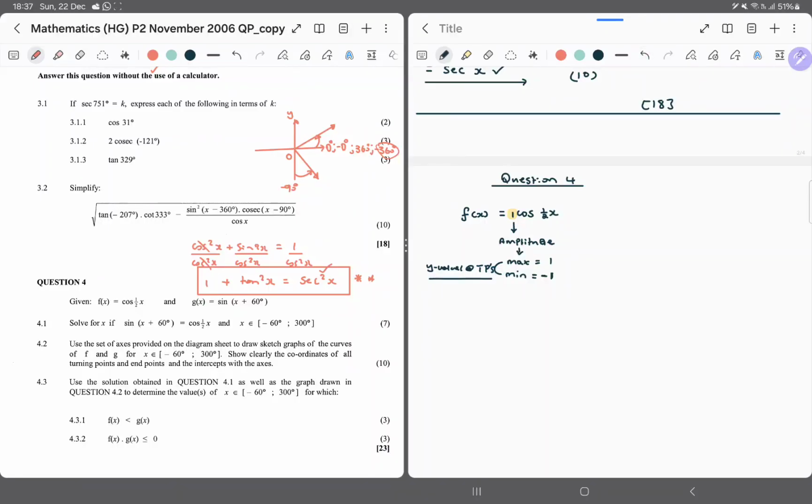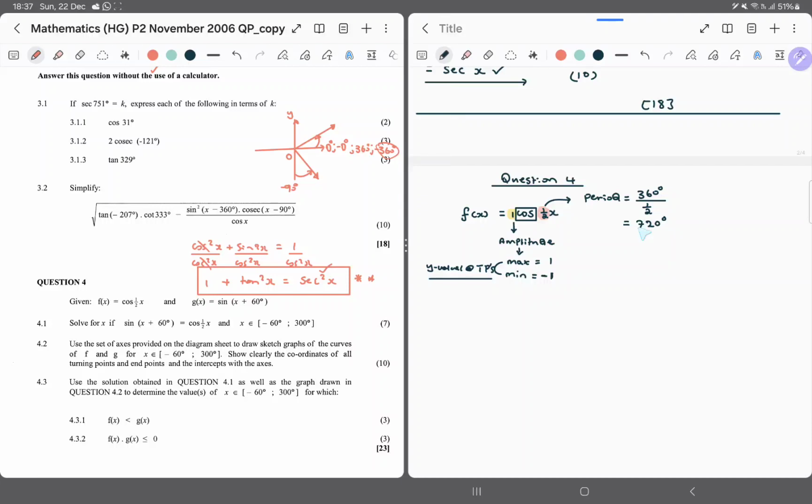So remember that. Maximum and minimum tell us about the y values at the turning point. Now we come back and scan through: the angle has a coefficient which is a half. What does this half tell us? It tells us that the period is going to be the original for the cosine function. The original is 360 degrees. Then we divide by the coefficient of the angle, and we get 720 degrees.